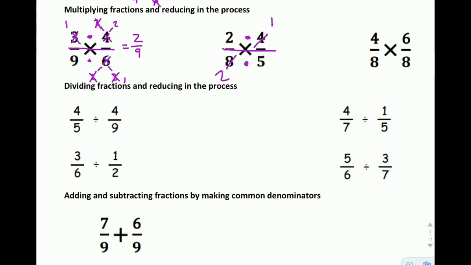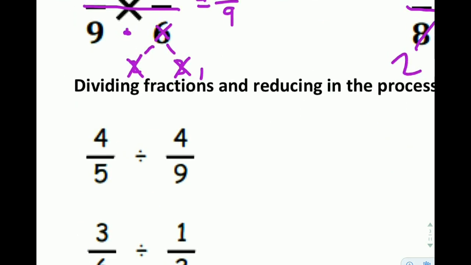Next one, dividing fractions and reducing at the same time, is the same as multiplication. Division is the inverse of multiplication. If you think of 4 divided by 2, what you are really saying is 4 times 1/2, or 1/2 of 4. That's the same as 4 divided by 2. All you do is you flip the second number and turn it into a multiplication problem. You take the reciprocal.